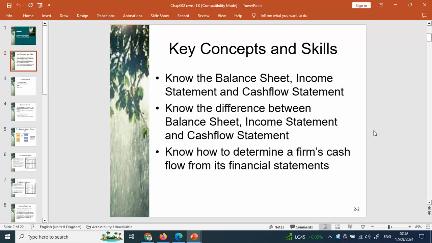The objectives of today's class: we want to know about the balance sheet, income statement, and cash flow statement. We also want to understand the difference between the balance sheet, income statement, and cash flow statements, and how to determine a firm's cash flow from its financial statements.